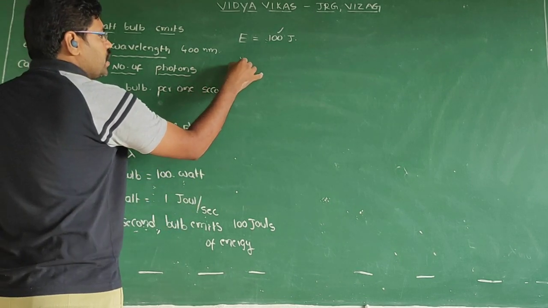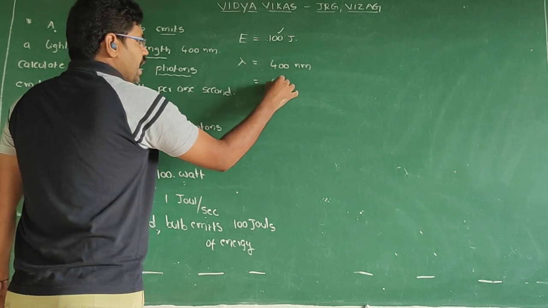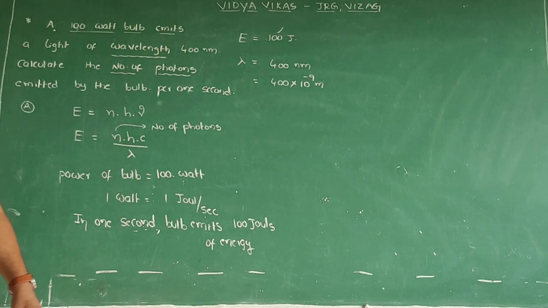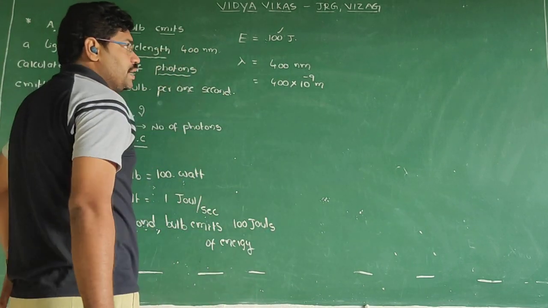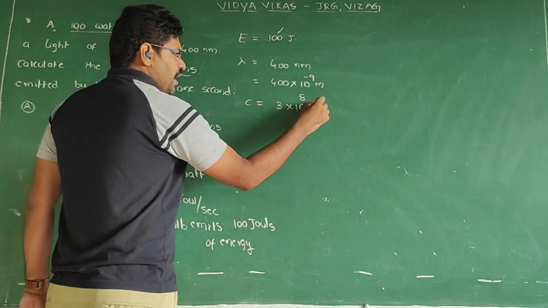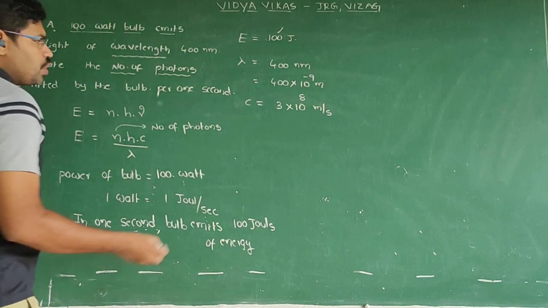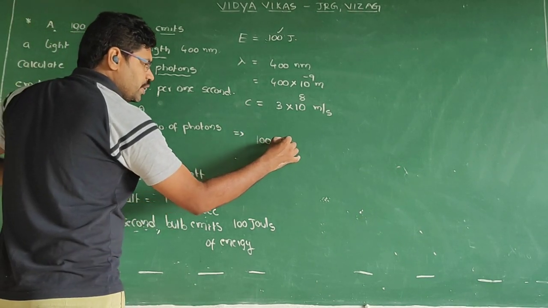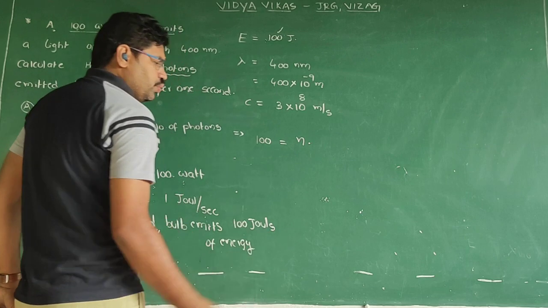So we already know lambda here, sir, 400 nanometers. Joule is the SI unit, and that's why we convert nanometers into meters. 400 into 10 power minus 9 meters. 1 nanometer means 10 power minus 9 meters. And we know the velocity of light in SI units is 3 into 10 power 8 meters per second, dear students. If we substitute all the values here, E means 100 joules, dear students. And what about N, sir? We are ready to calculate this value.